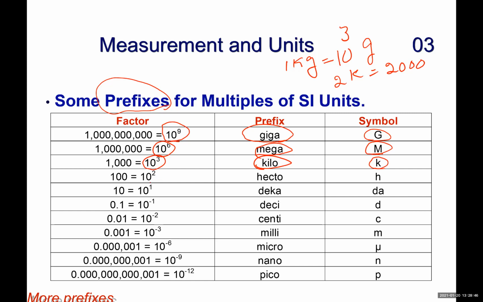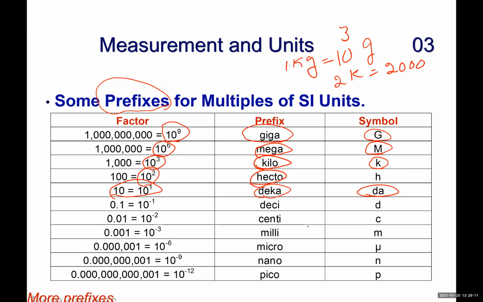So hecto means 100. Hectogram is 100 grams. Deca, you know, decade is 10, right? So deca is 10. So if I say 2 decagrams, it means 20 grams. And the abbreviation for deca is DA.